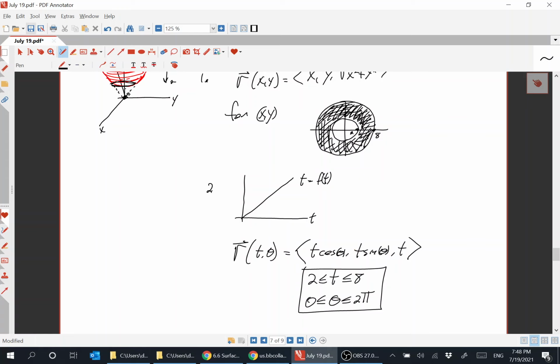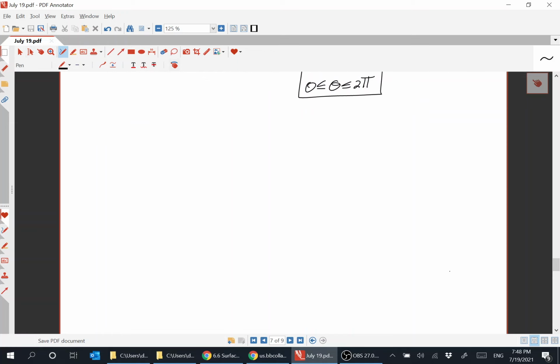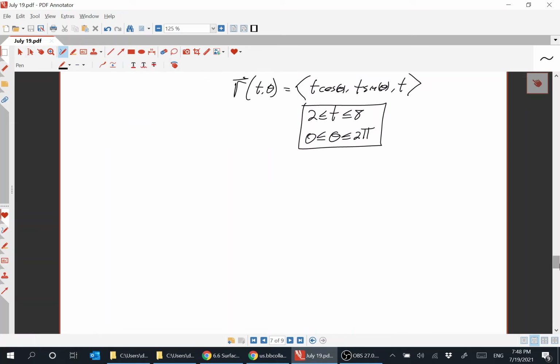You'll notice that in the second parameterization, the region over which we are doing, which is the domain for the parameterization, is just a rectangle, right? t goes from 2 to 8, and theta goes from 0 to 2 pi. It's not this. This region is probably going to have to be switched into polar coordinates at some point. Okay, this region is probably not going to need such a conversion. Anyway, it doesn't matter really. Whichever one works better for you, that's the one you use. 278.